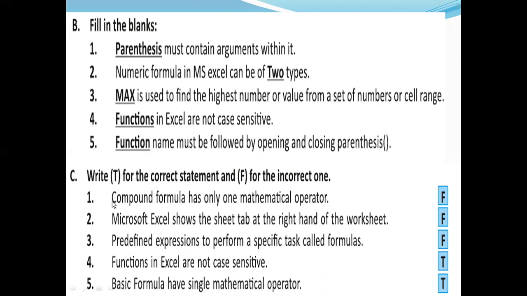Now let's move to the true or false. Compound formula has only one mathematical operator. False. It doesn't have one. It has different ways of using it, and all the mathematical operators, addition, subtraction, multiplication, division, and so on. Microsoft Excel shows the sheet tab at the right hand of the bottom. False. It is at the left hand side.